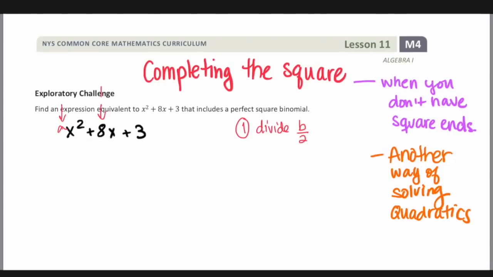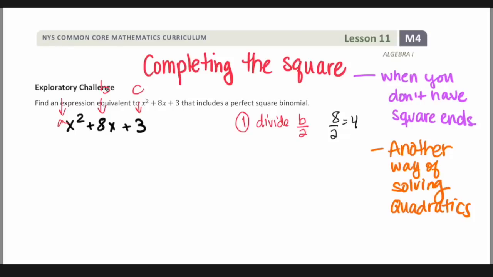So step 1, divide your b by 2. It might be useful to label your coefficients. I label my a, and even though I don't see a 1, we know that that's a 1. I'll label my b, and I'll label my c. b divided by 2, in this case, 8 divided by 2 is a 4. So what we're going to do in step 2 is take that 4 and square it.